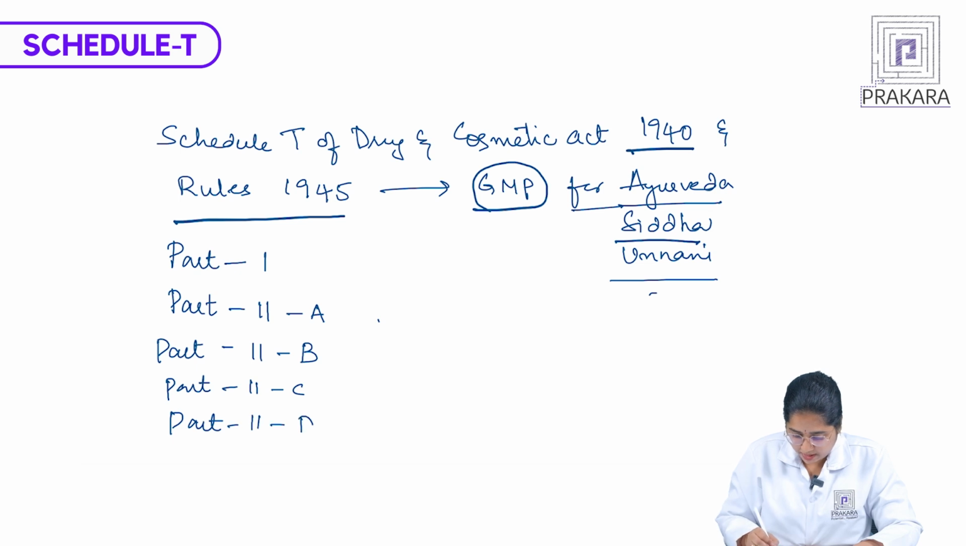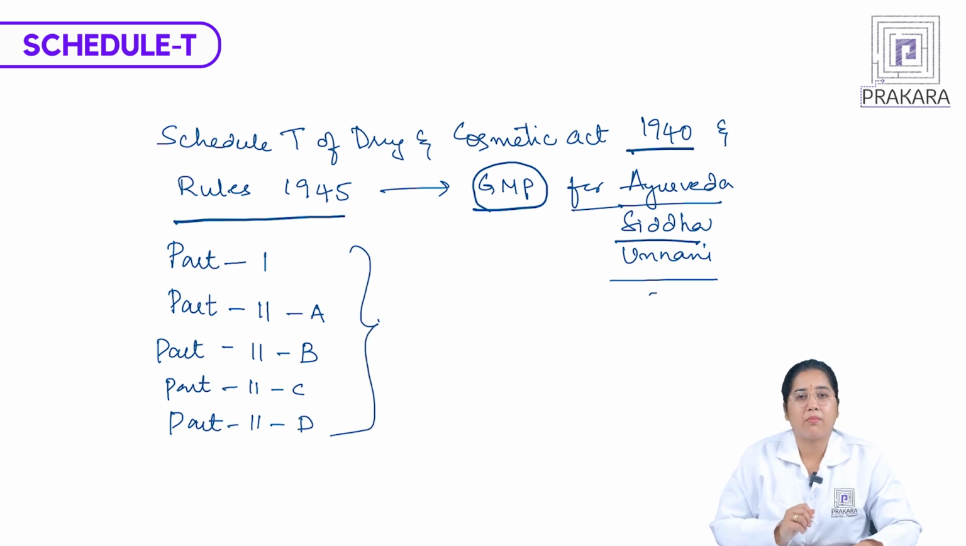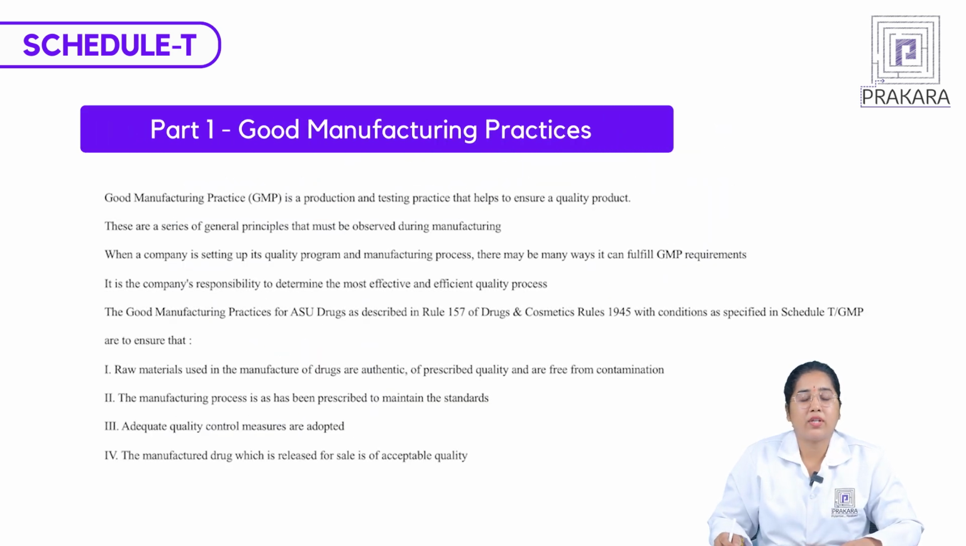So, in these 5 parts, the GMP guidelines cover what the manufacturing units or the manufacturing process should follow, the guidelines for the preparation and formulation of these Ayurveda, Siddha and Unani drugs. We will discuss the introduction and the main objectives it should follow.